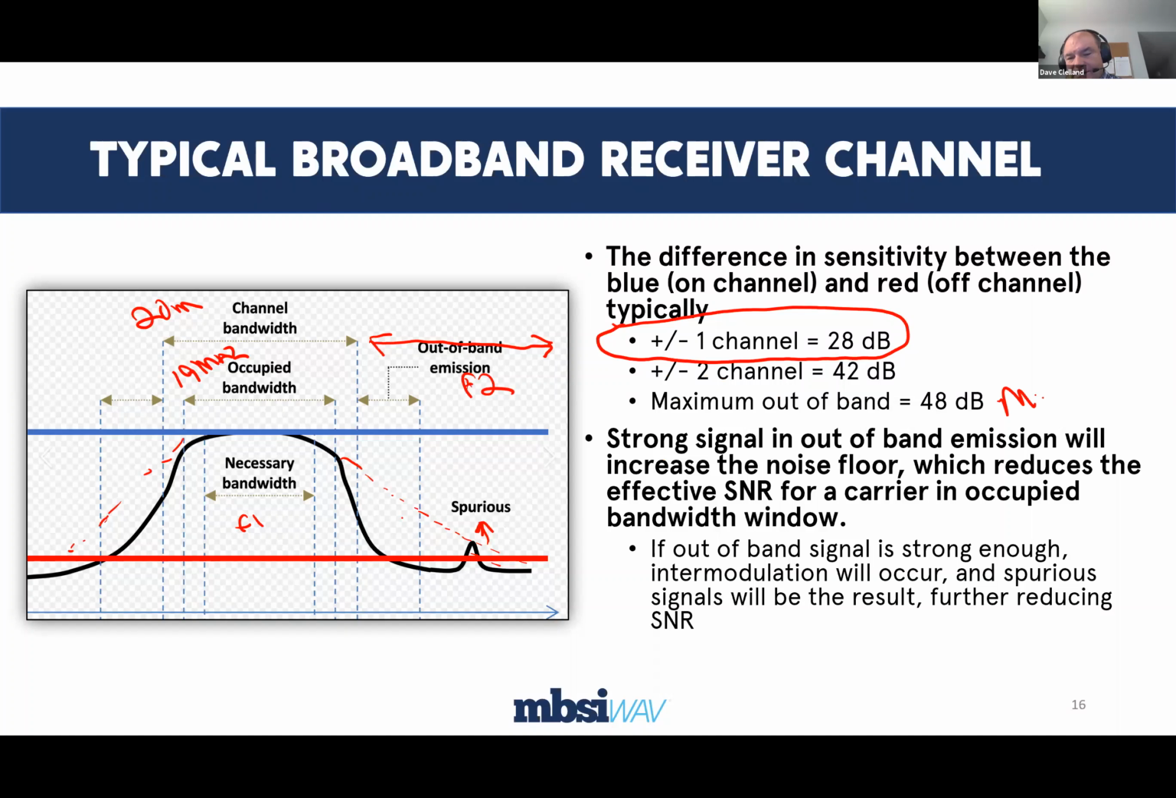So that's max. So in this case, if I had 3 gigahertz co-located with 5 gigahertz, and my 3 gigahertz is screaming, my 5 gigahertz is offering 48 dB of protection from that screaming 3 gigahertz signal.